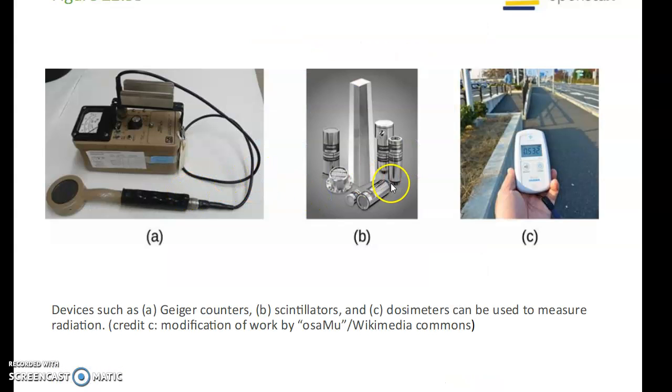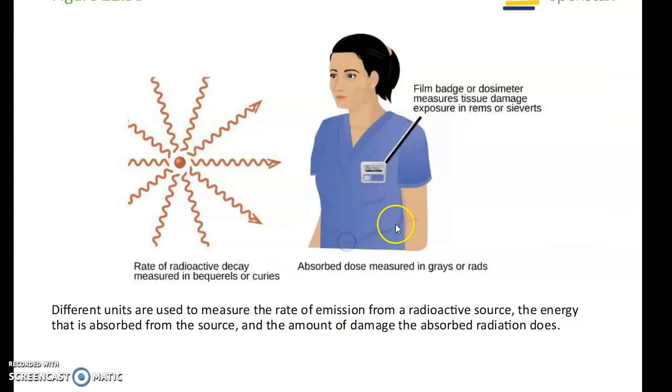Devices like Geiger counters, scintillators and dosimeters are used to measure radiation, and which one you use determines your dosage. The rate of decay is measured in becquerels or curies, and the absorbed dose is measured in grays, rads, or rem. So that's the absorbed dose right there. This is for radioactive decay itself. This is how much a person's body is absorbing.